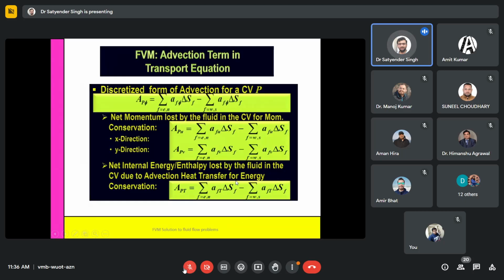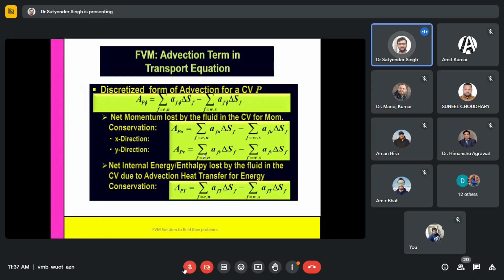So this is a brief about the advection schemes. Till now, I told you how to discretize an unsteady term, the temporal term, and the second term, which is the advection term. In the advection term, as we derived, we consider the momentum flux leaving and entering a control volume, to estimate the momentum loss in a fluid flow problem.